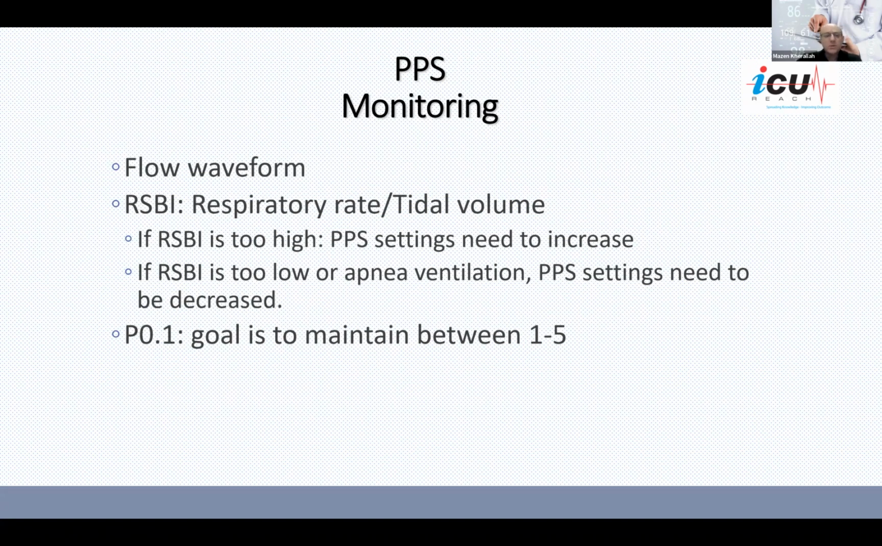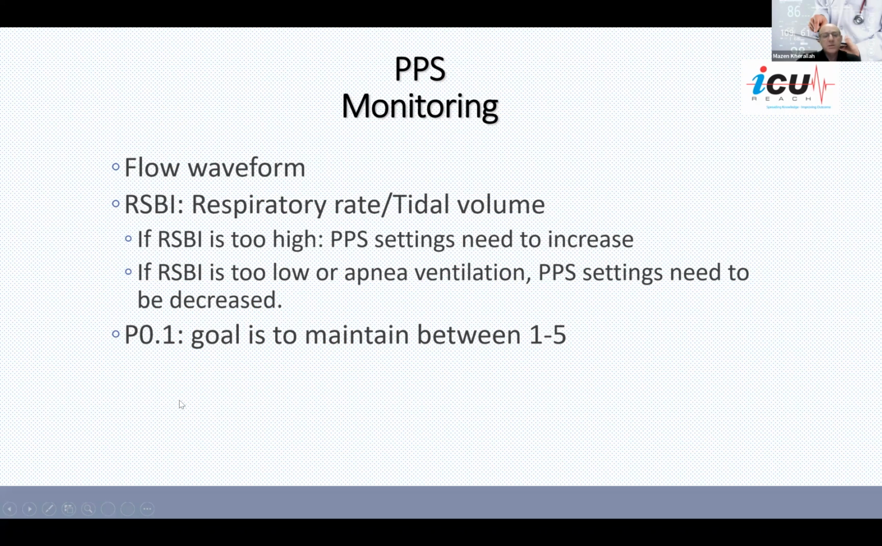What you're going to monitor, number one, you need to see the flow waveform. As I said, you always would like to simulate normal breathing with a sine flow wave or sinusoidal. And then you look at the RSPI, rapid shallow breathing index. If it is too high, you need to decrease the PPS levels. If it is too low, you need to increase the PPS level.